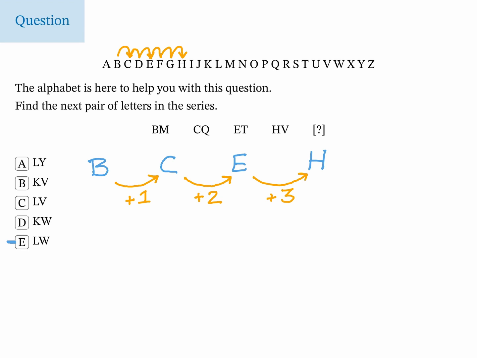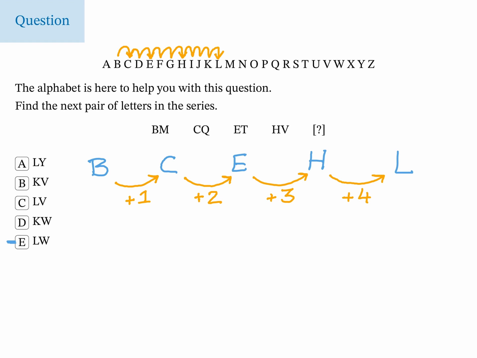So between the first and the second letter pair, we've gone forward by 1. Between the second and third letter pair, we've moved forward by 2. And then between the third and the fourth, we've moved forward by 3. So if we want to continue this pattern, then we are going to move forward from the letter H by 4 letters. So if we start at the letter H and go forward through the alphabet by 4 letters, 1, 2, 3, 4, we arrive at the letter L.